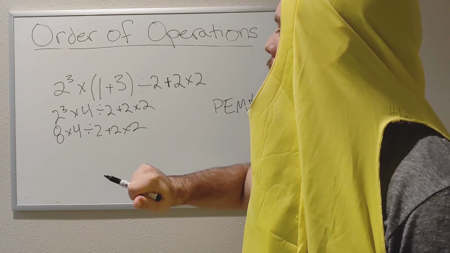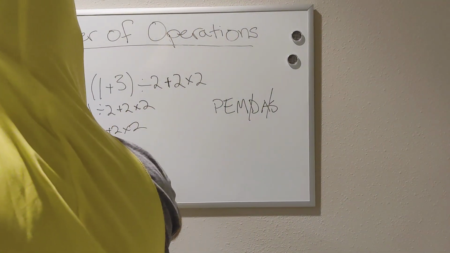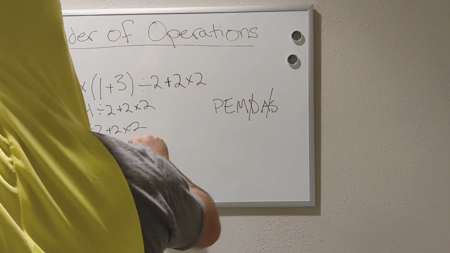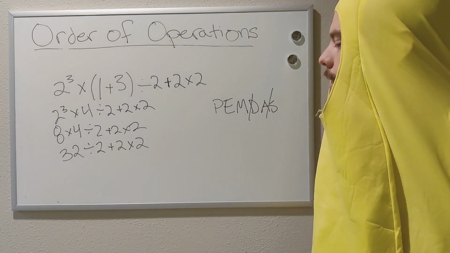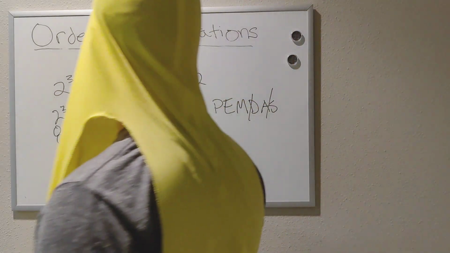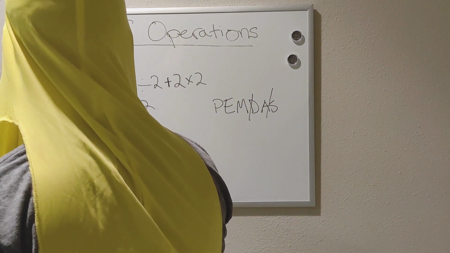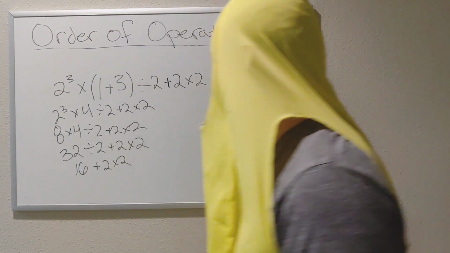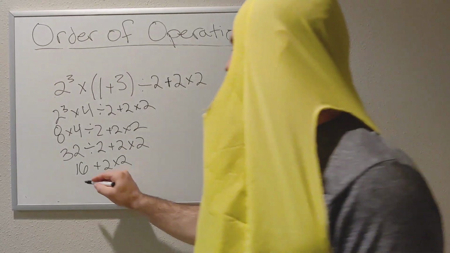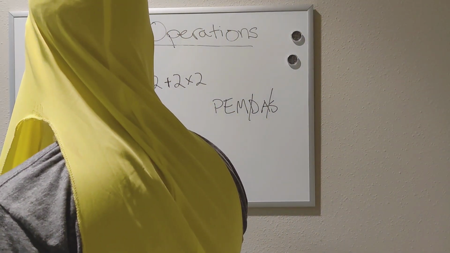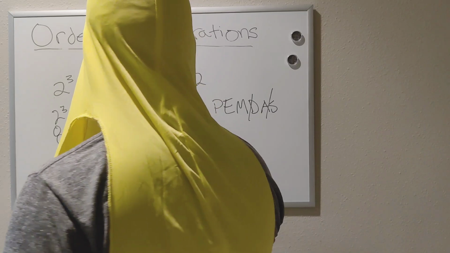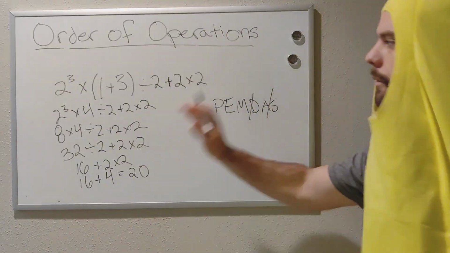Let's do the leftmost multiplication. 8 times 4 is 32. We get 32 divided by 2 plus 2 times 2. Let's go ahead and resolve the next operation, the leftmost division. 32 divided by 2 is, of course, 16 plus 2 times 2. Next, tackle this last multiplication. 2 times 2 is 4, so we got 16 plus 4. And to finish it off, 16 plus 4 is in fact 20. So that's the answer we get when working on this example.